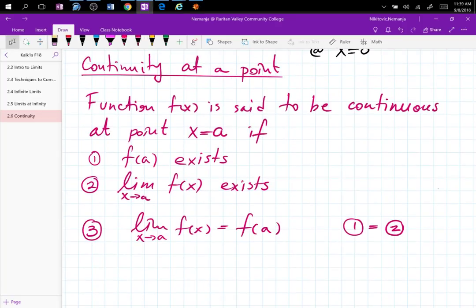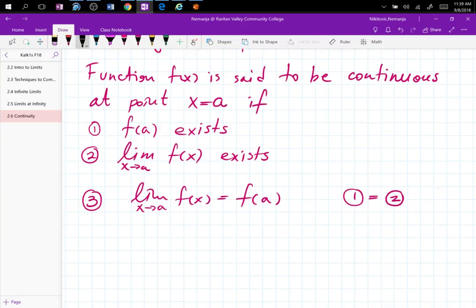So this is what you must learn. And then you test these three rules on a function that you have. That function can be trigonometric, exponential, radical, it could be anything. It doesn't matter. Especially, we are interested in piecewise functions, because those are the ones at danger.